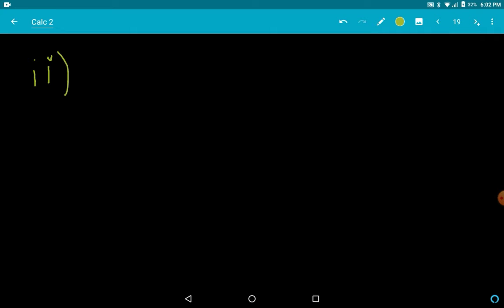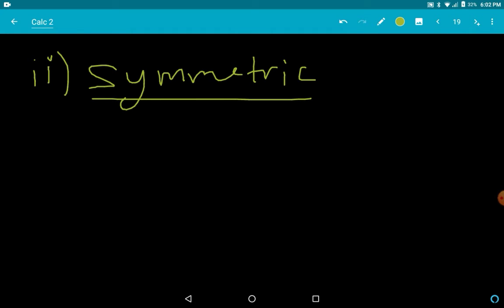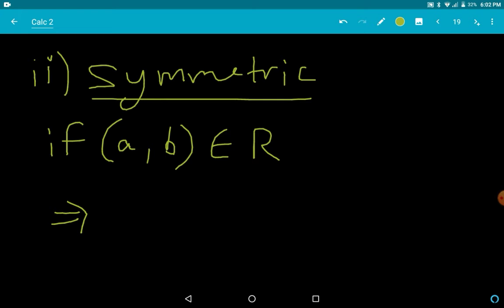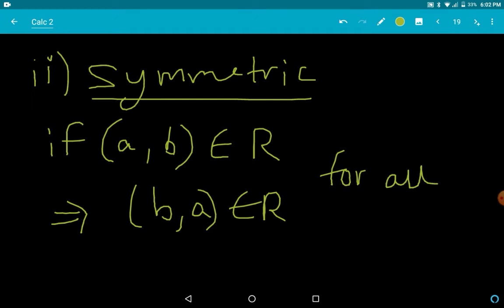Number 2. Now let's say what is symmetric. What do you mean by symmetric here? If (a, b) belongs to R, it implies (b, a) also belongs to R for all a, b belonging to A.